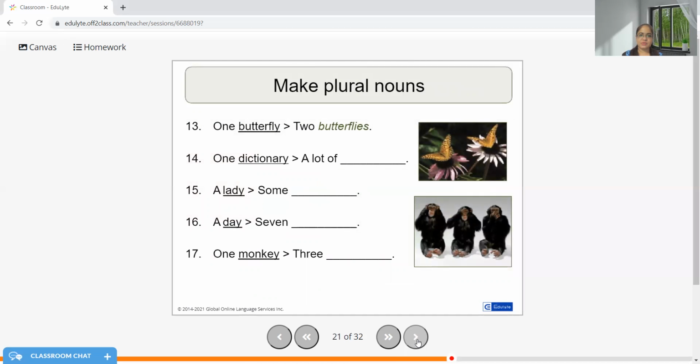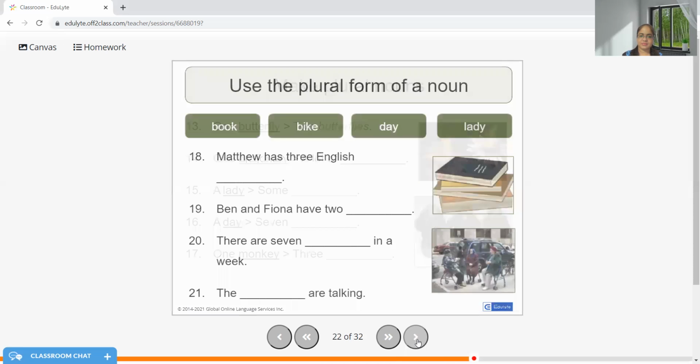Let's make these nouns into the plural one. A lot of dictionaries, some ladies, 7 days, 3 monkeys. Matthew has 3 English books. Ben and Fiona have 2 bikes. There are 7 days in a week. The ladies are talking. Very simple, truly.